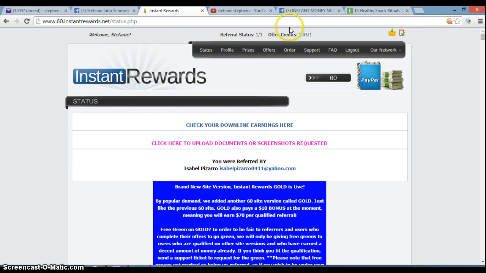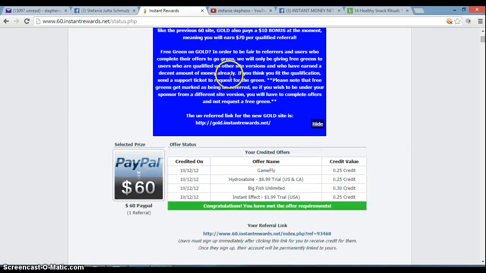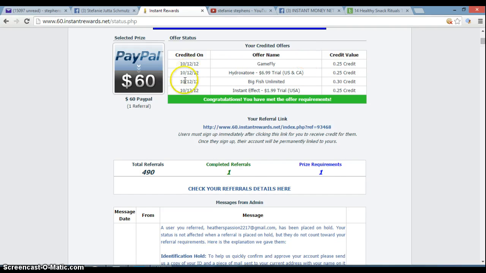And as you can see here, I'm a little bit over the 1.0, so I have 1.05. I have my refer status, that means 1-1. That means I actually have somebody right now that did the offer requirements, so I'm expecting $70 in the next hours. Okay, as you can see, I did a couple offers there.